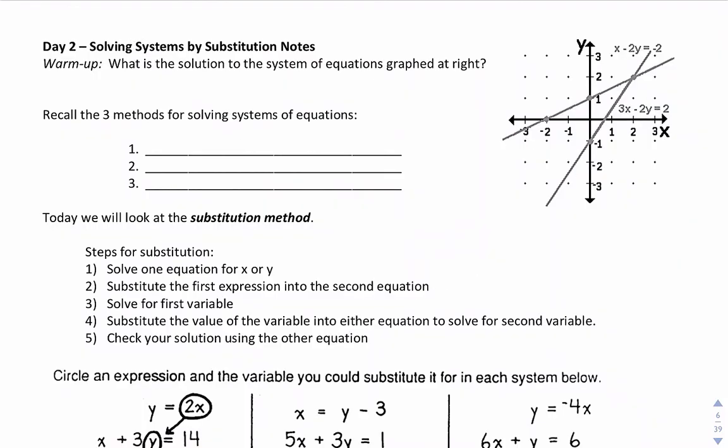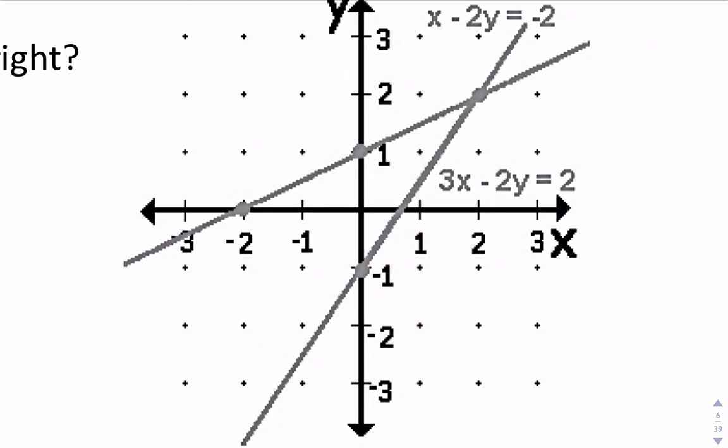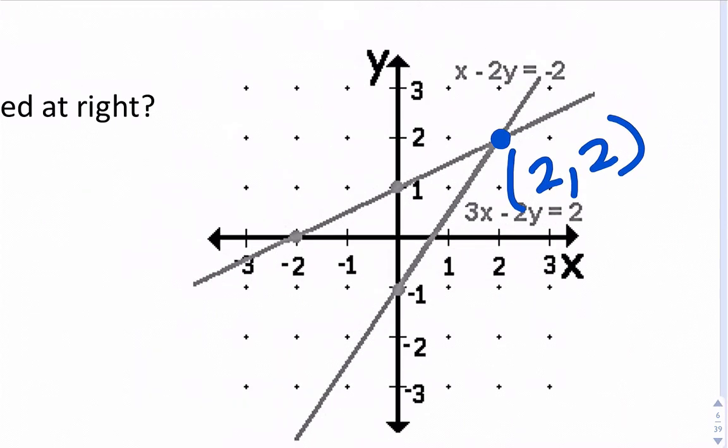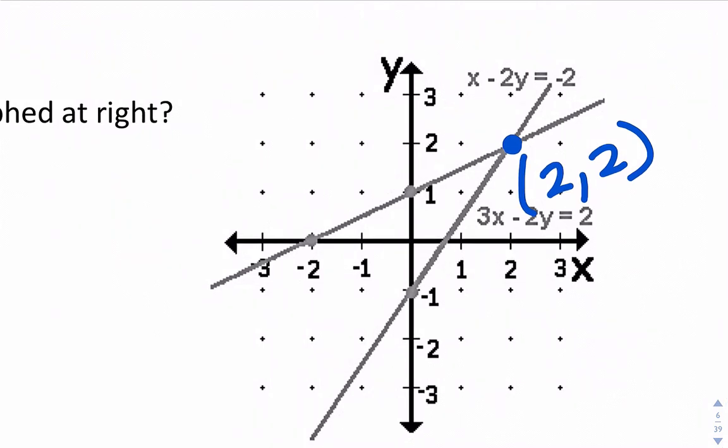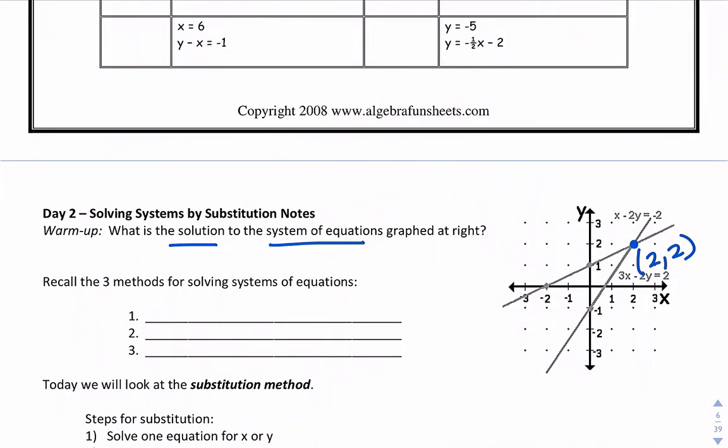Day 2, we're going to look at solving systems by substitution. If you recall, a system is two or more equations, and a solution is where the two equations cross or intersect each other. So here's the solution to the system of equations. We would say (2, 2) is a solution of this set of equations. So we're looking for where two or more lines cross.